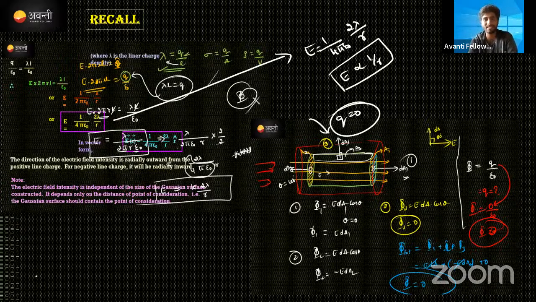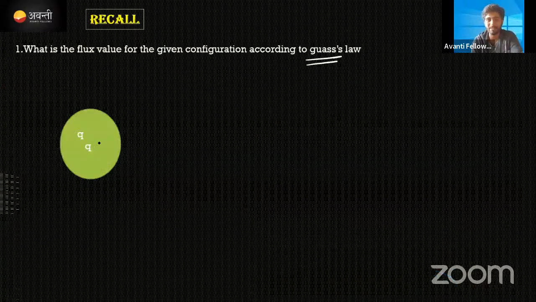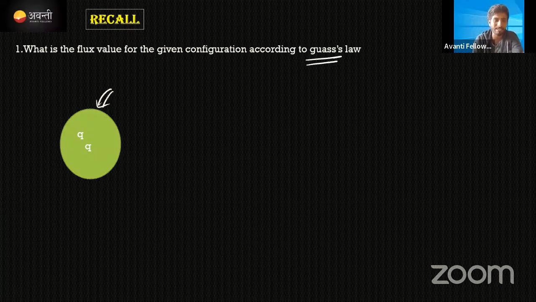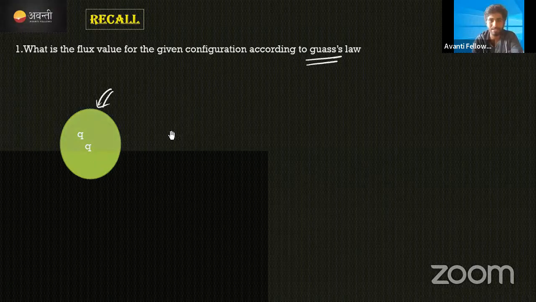Okay, if it is understood, I have a small question here, guys. Let me know the correct answer for this question. What is the electric flux value for the given configuration according to the Gauss law? Here two charges are there inside. If it is not visible, try to look here properly.